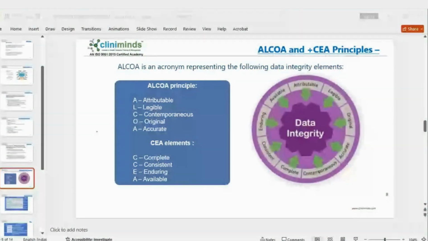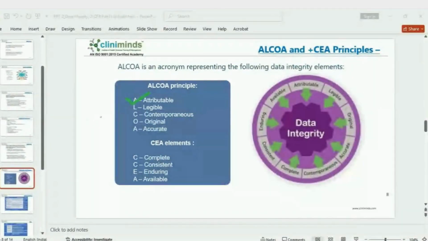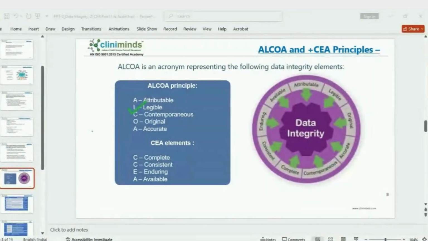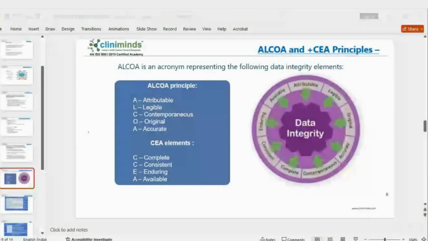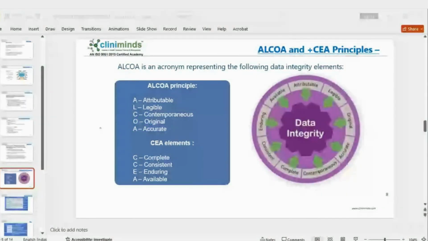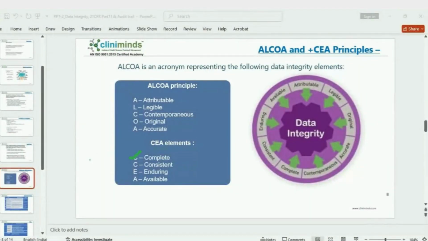and the elements are attributable by A, attributable, L by legible, by C we mean contemporaneous, by O we mean original, A as in accurate, that's for ALCOA, and the CEA, that is complete, consistent, enduring, and available.